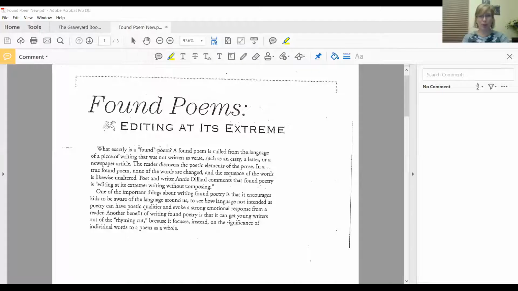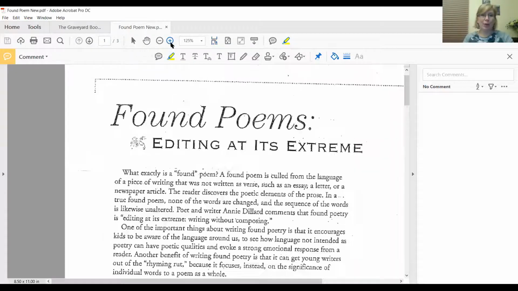Now, one of my favorite parts of writing a found poem is that I don't actually have to come up with all of the words on my own. In fact, none of the words are really my words. They're words that I'm finding that someone else has already written. So let's check out some details about found poems.